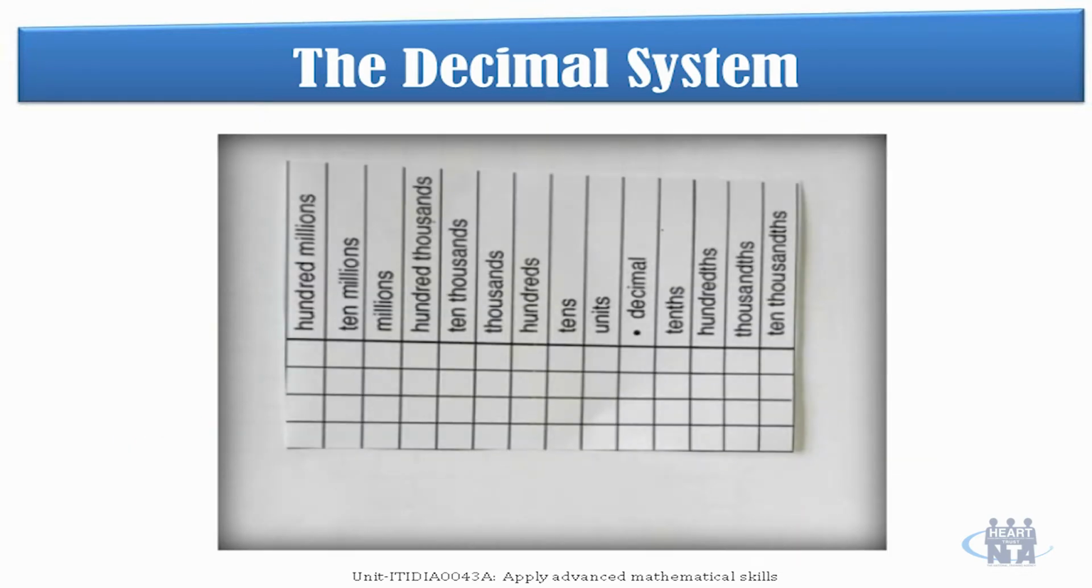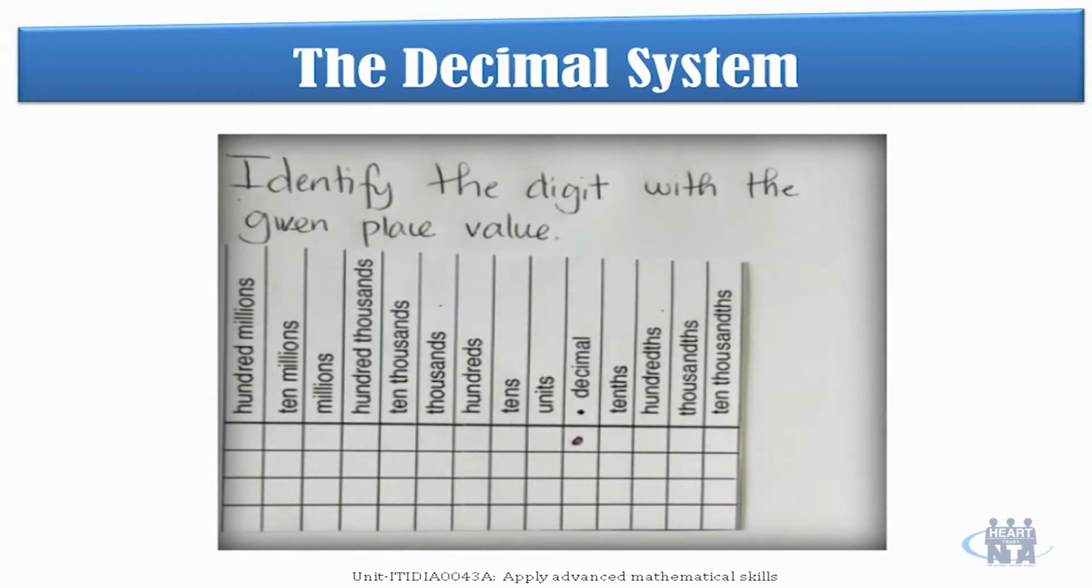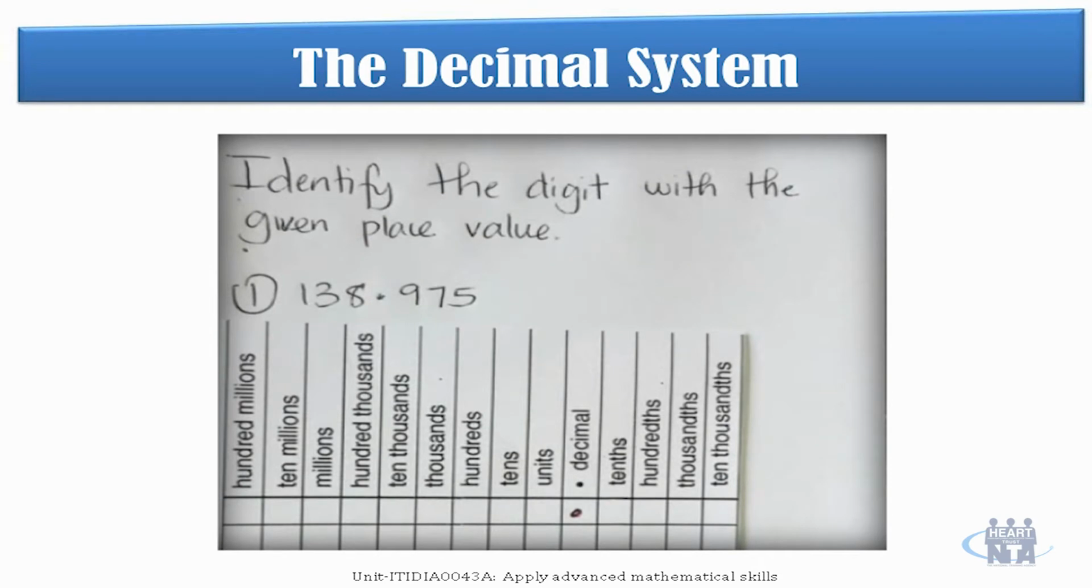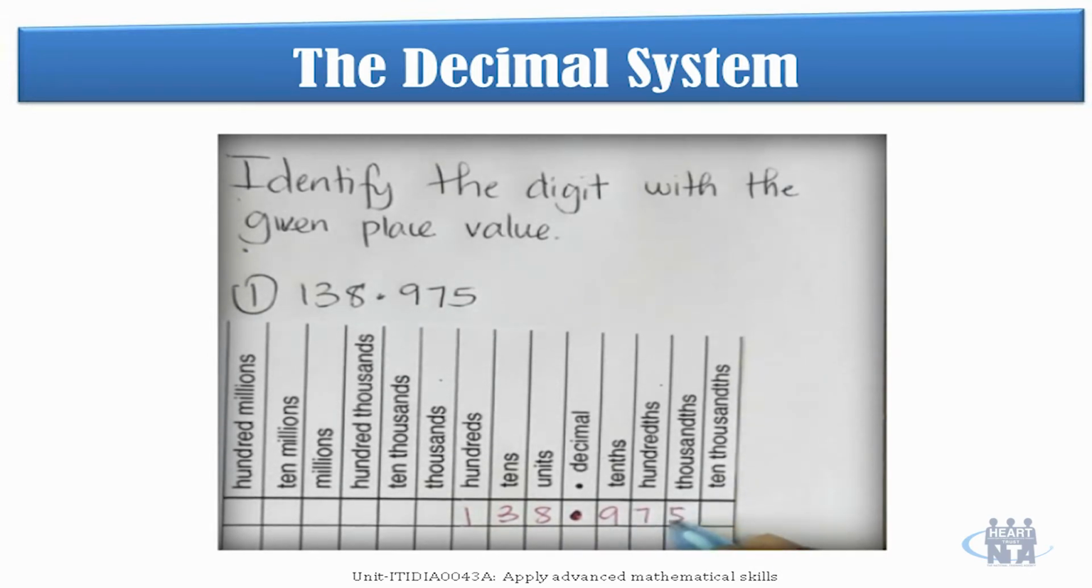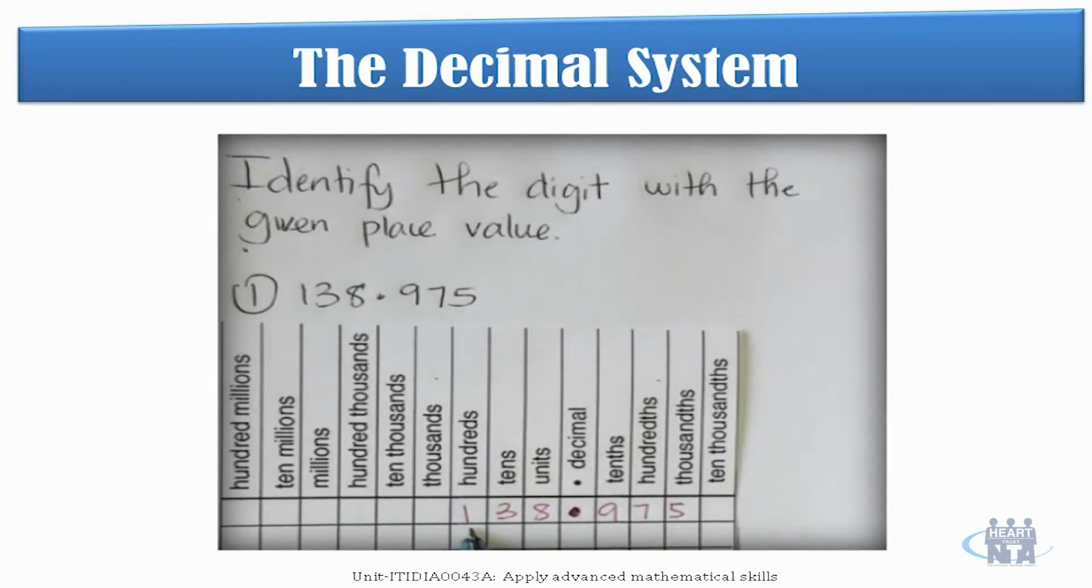Let us first identify the digit with the given place values. We will first rewrite this number using our decimal place value chart. So I place my decimal point: 1, 3, 8, 9, 7, 5. Now note that 1 is in the hundreds position, 3 is in the tens position, 8 is in the ones or units position, 9 is in the tenths position, 7 is in the hundredths position, and 5 is in the thousandths position. Now, given any number, we should be able to identify the digit given the place value.